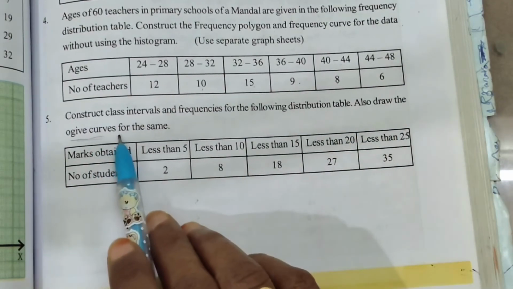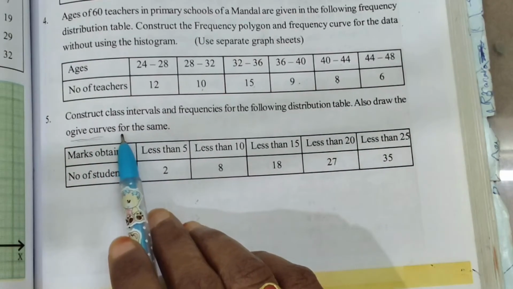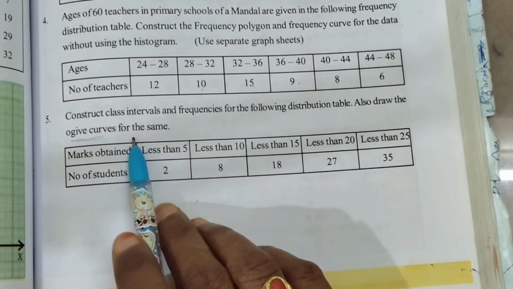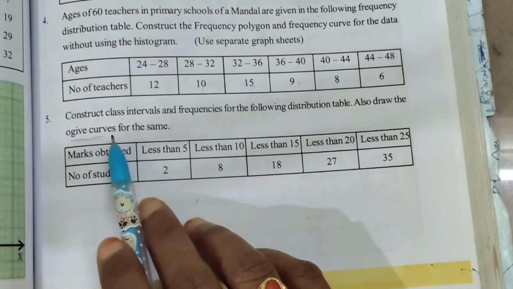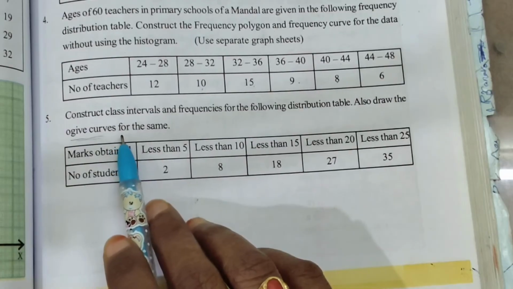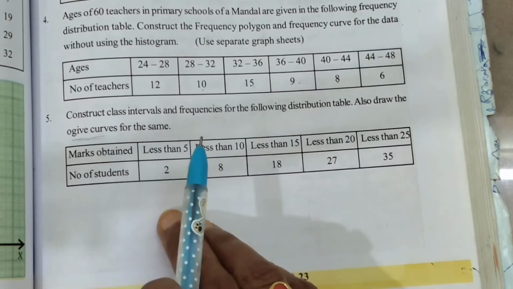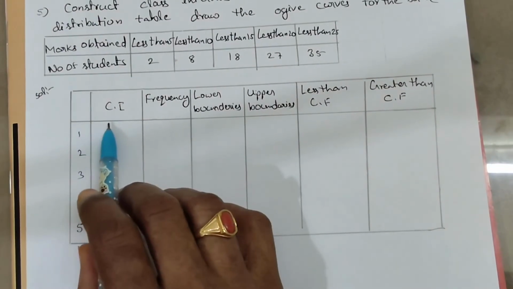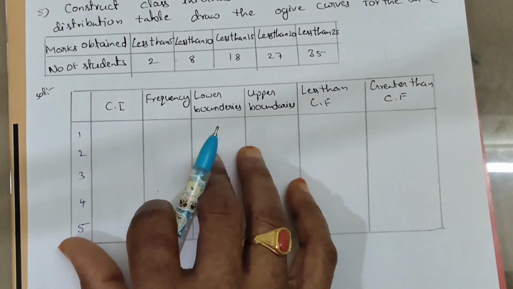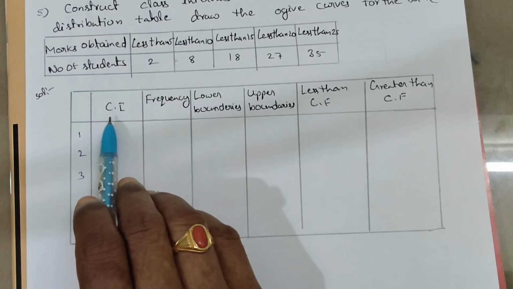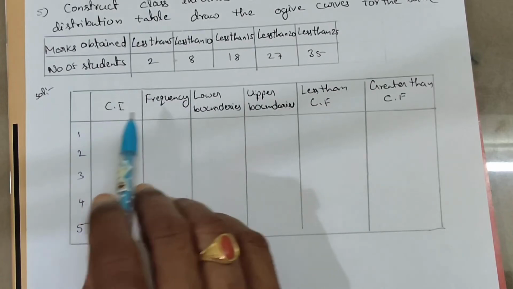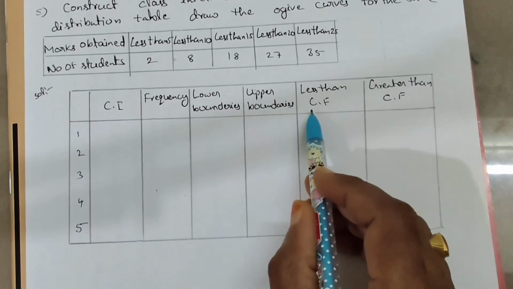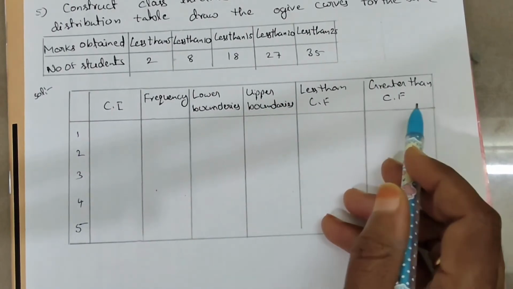Also draw the Ogive curve. Ogive curve means the greater than cumulative frequency curve and the less than cumulative frequency curve. So these two curves are Ogive curves. So we draw the greater than cumulative frequency and less than cumulative frequency curves. I have already drawn the table. Here the first column is class interval. Next frequency, lower boundaries, upper boundaries, less than cumulative frequency, greater than cumulative frequency.